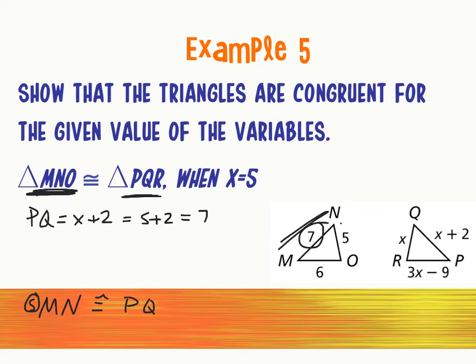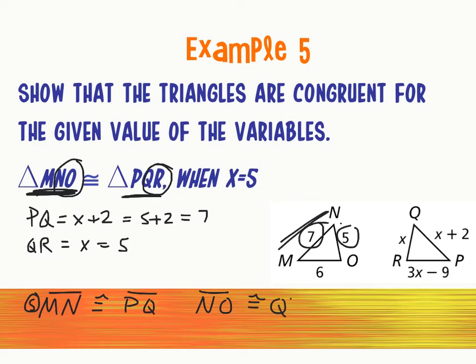Next, let's look at our next side. So we can look at NO. So the second two letters here are going to be congruent to the second two letters in the second triangle, so QR. So let's look at side QR. QR is equal to x, so when we plug 5 into x, we get 5, which is the same thing as NO, 5, so that's perfect. NO is congruent to QR. So that's our second side.